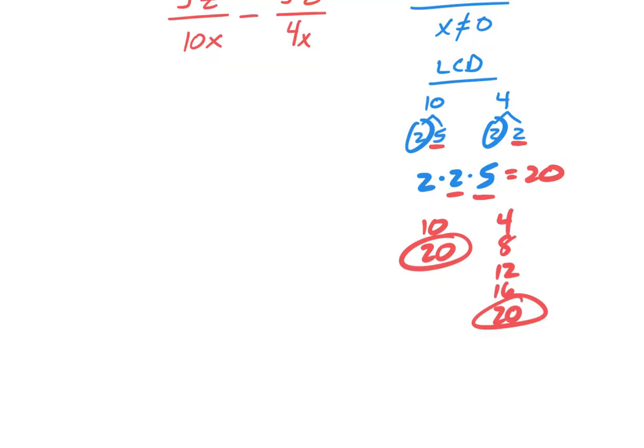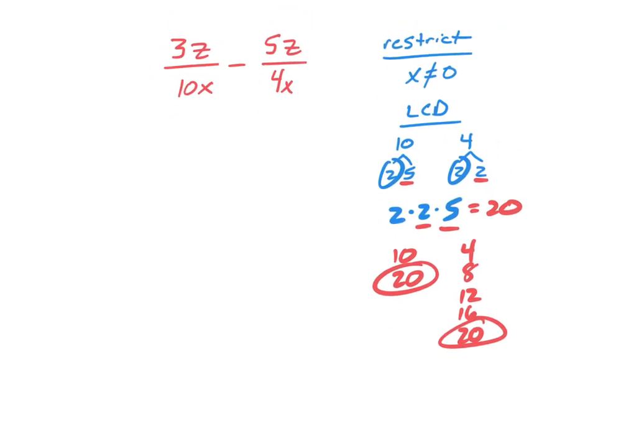I don't know, what do you guys think? Tree, or do you like the list better? The list? I think so too. I think it's a little bit easier trying to determine all the common factors, because sometimes that could get a little bit messy. If you got a bigger number and list out all the factors, I think it's a little bit tricky.